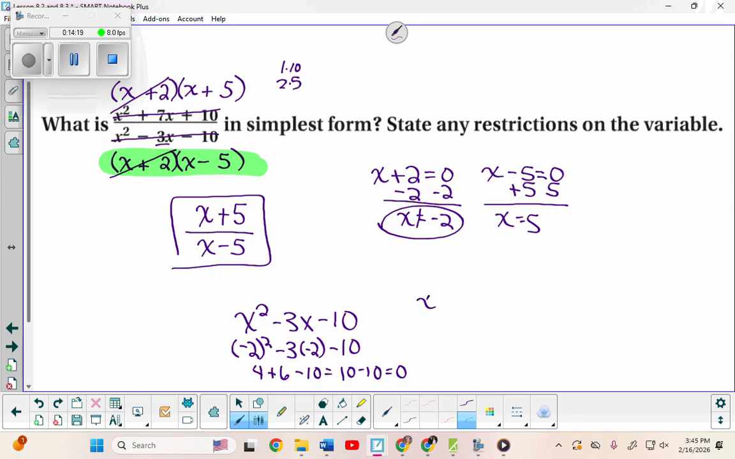Then if we test the 5, you would have 5 squared minus 3 times 5 minus 10. That's 25 minus 15, which would be 10, minus 10. Sure enough, you would end up with a 0. So then you say x cannot equal 5. So the restrictions on that problem are that x can't be a negative 2 or a 5.